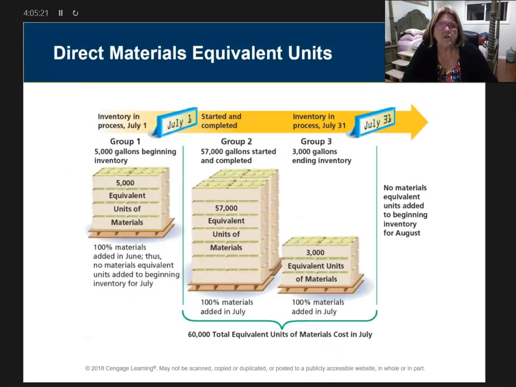So here's another little slide. This is just a visual for you. Here's my group 1, here's my group 2, here's my group 3. Now this is for direct materials only. We're going to do the same thing on the next video for conversion cost.